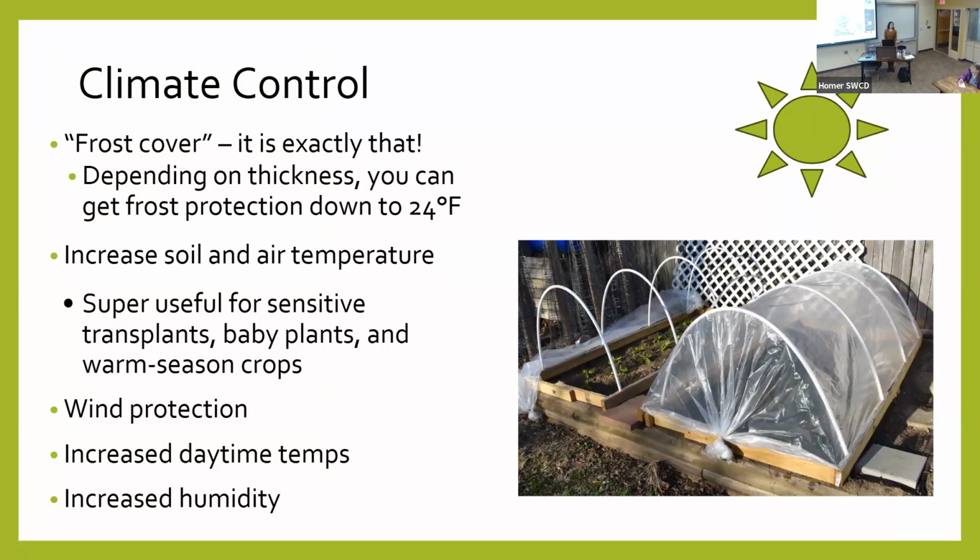So climate control is the first thing we'll talk about. Another term for these is frost cover, and that's exactly what these can be used for. Depending on the thickness, you can get frost protection down to 24 degrees. They increase both the soil and the air temperature. They're really useful at the beginning of the season just to protect baby transplants and seedlings. And then they're useful all season long for warm season crops.